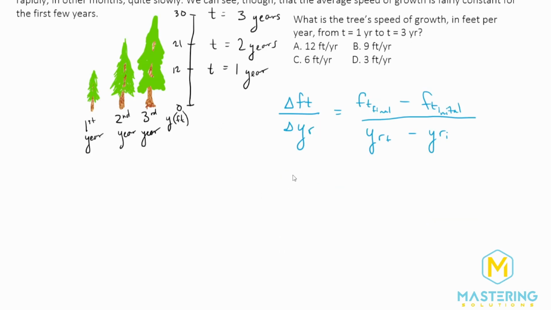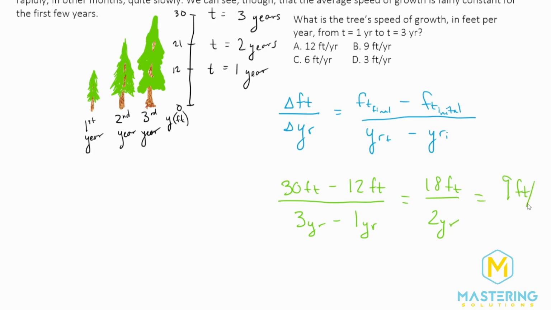So if we plug this in, the feet final is in year 3, it grows to 30 feet tall. So we have 30 feet minus initially it is 12 feet tall at year 1. So 12 feet. And then they say 1 to 3, of course. So year 3 is the final minus year 1 is the initial. And when we do that, we get 18 feet per 2 years. So 18 divided by 2, of course, is 9 feet per year.